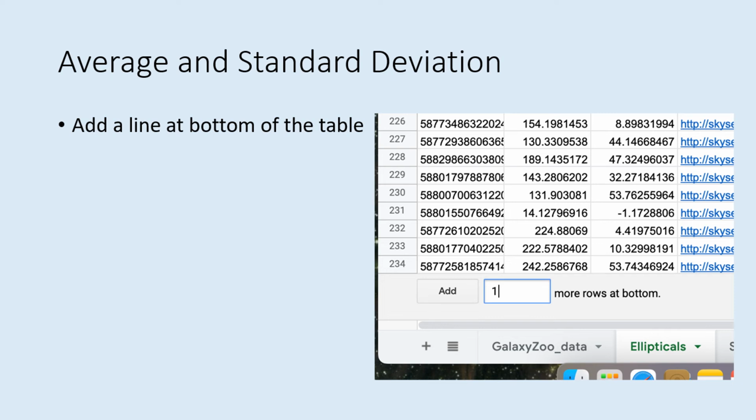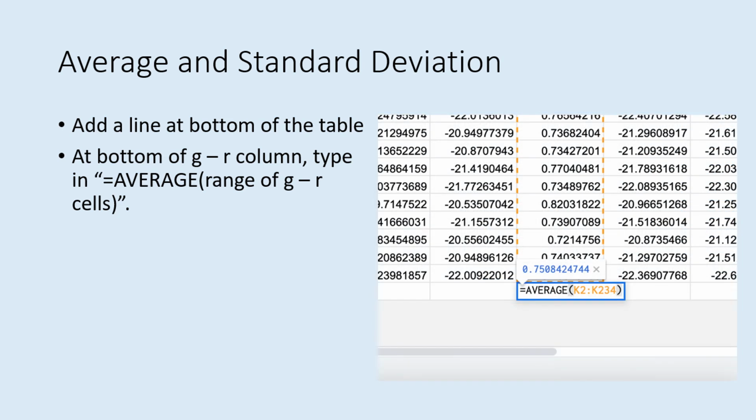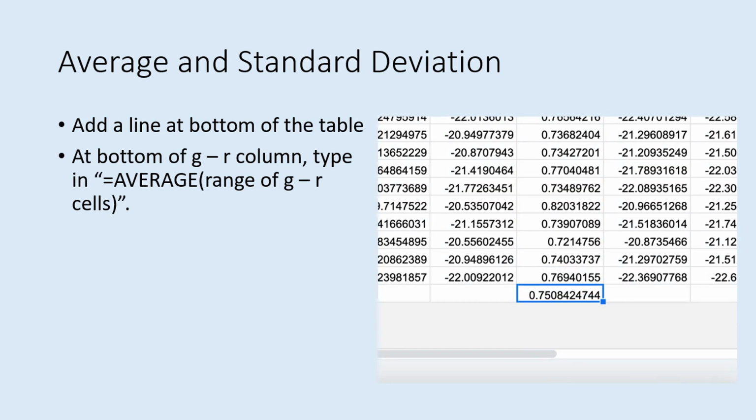the galaxy data. In the cell below the bottom of the G-R data, type in an equal sign, then the word AVERAGE in capitals, then open parenthesis. Inside the parenthesis, type in the cell references for all of the G-R data. In this case, that's column K going from row 2 all the way to row 234. So you type K2 colon K234. Then you close the parenthesis. In this example, the average comes out to 0.75.